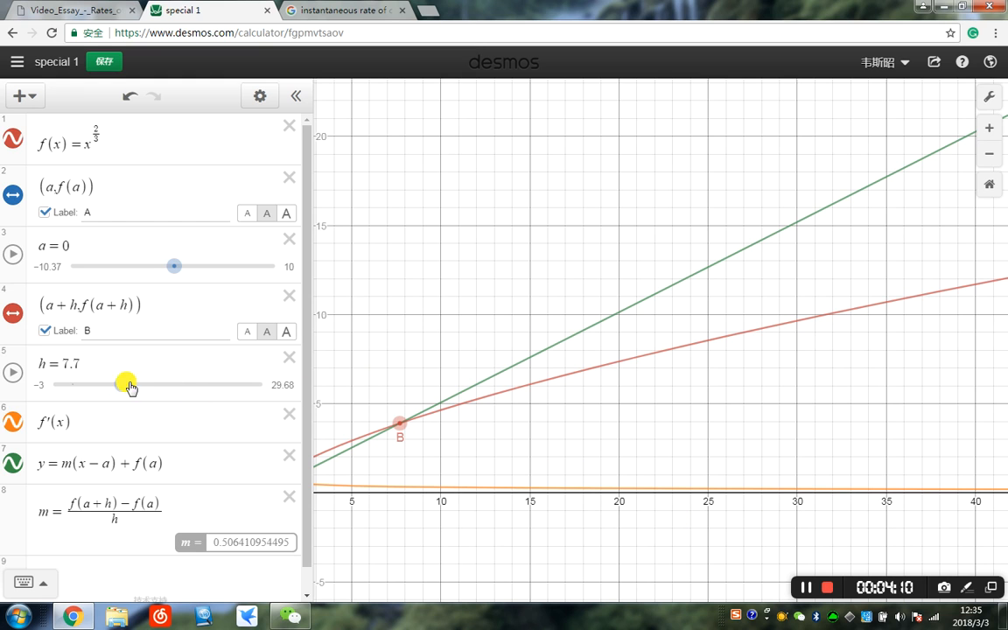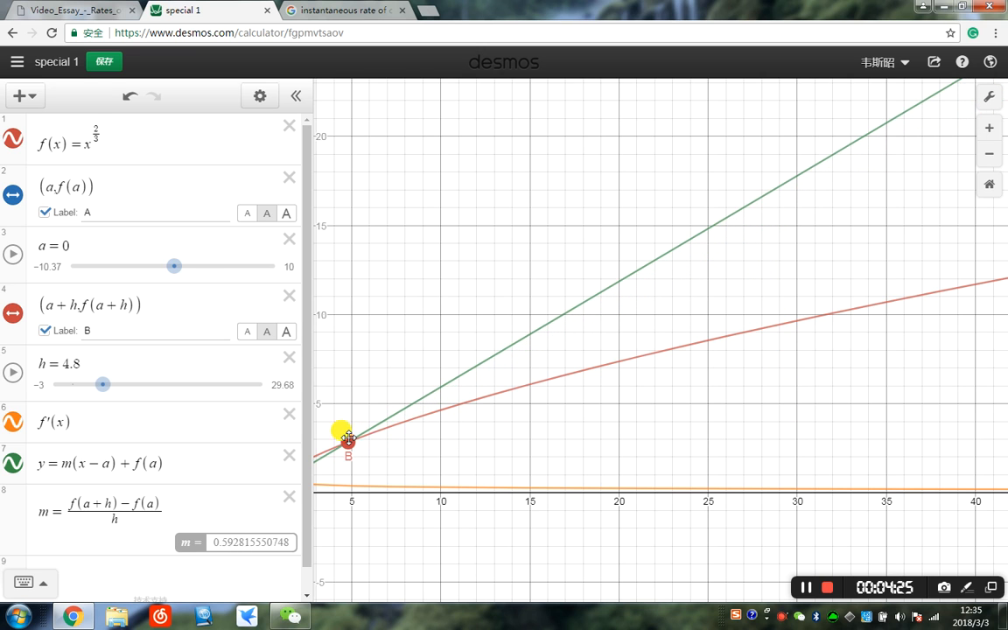It's totally different from the first one. Normally we say h is approaching 0 and this one is supposed to move this way, but we can see on this graph it is not approaching the secant line. It's getting far away from it.